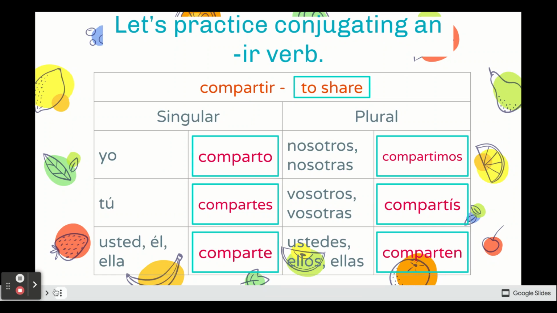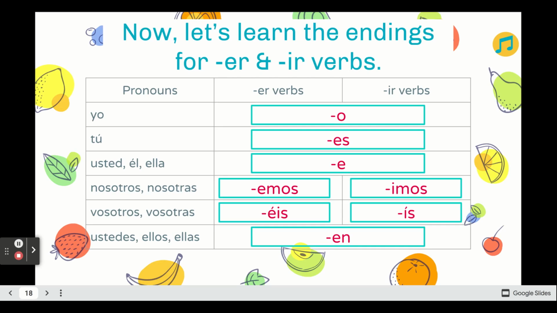So again, just a quick little reminder that for ER and IR verbs, we're going to be sharing all of the same endings except for the endings found in the nosotros and vosotros form.